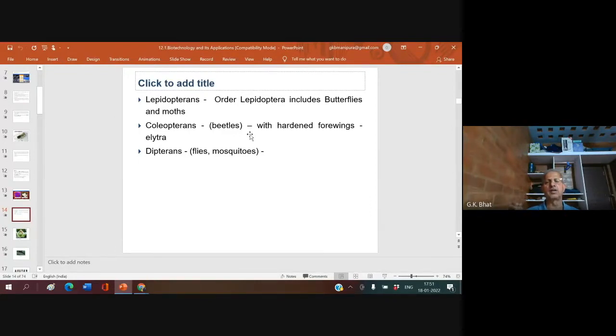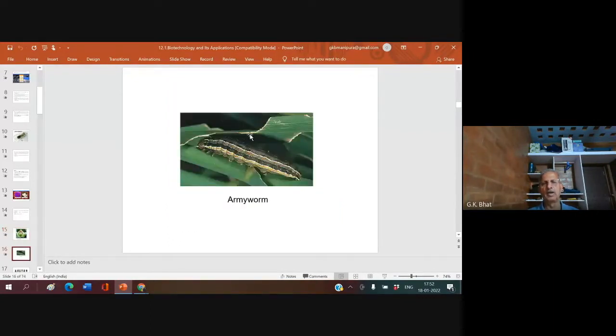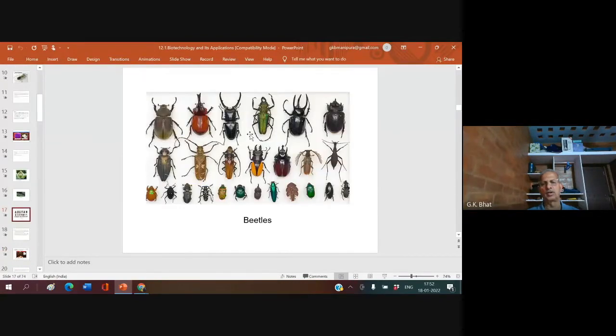These are treated with the genes developed by the Bacillus thuringiensis, which produces certain protein, and these proteins harm these insects in a particular stage of development. So this is the tobacco budworm, which is going to spoil the tobacco bud's leaves. And this is the armyworm. This is the beetle.